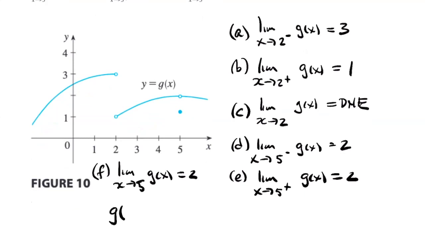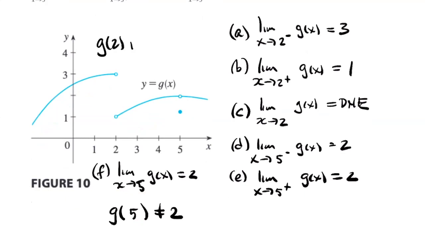Notice that g of 5 is not 2. That's okay. The function's value at 5 doesn't equal its limit at 5. No one says it has to. In fact, when you take limits, the limit as x goes to 5 is completely independent. g wouldn't even have to be defined at 5. Like here, g of 2 doesn't even exist.